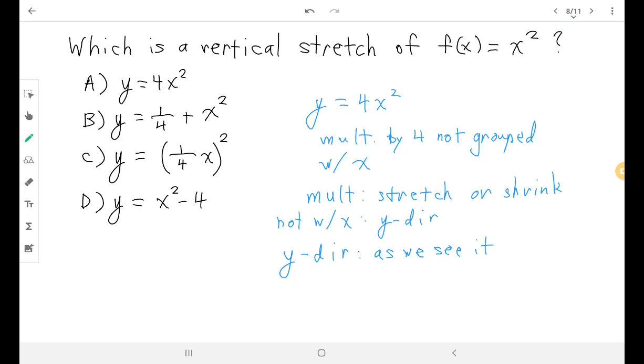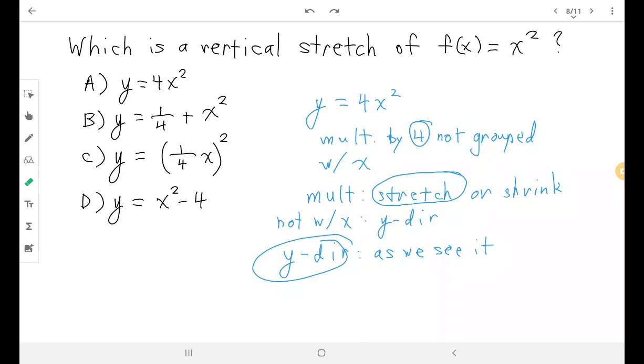So, with all of that information, 4, which is a number bigger than 1, which is when you would expect a stretch, and y direction tells us it is a stretch by a factor of 4 in the y direction. So, vertical, meaning in the y direction, meaning up and down. We've got a stretch, so A should be our answer.